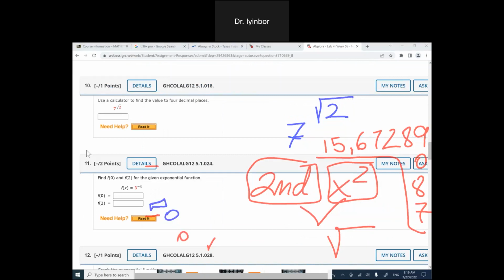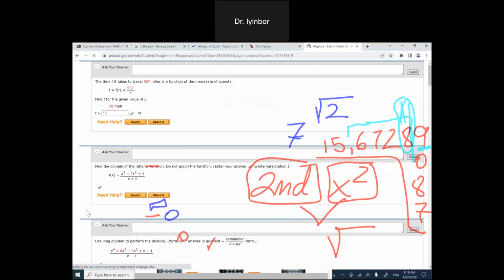So what you need to do here is count 4 places. So after the decimal, you have 1, 2, 3, 4. Then you're going to look at the next digit, which is 9. So you're going to round up. You're going to add 1 to the 8, so the last digit becomes 9. So my answer should be 15.6729. Okay? That's how you do this one. So just use the calculator for that one. Okay, and that was the right answer.